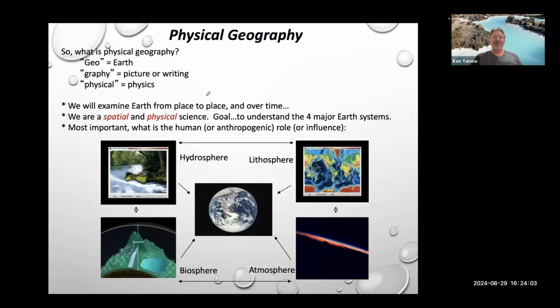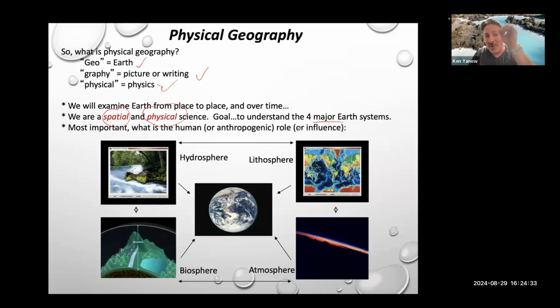All right. So with all that said, what is physical geography? Geo is Earth, graphy is picture and writing, physical is physics. So we're going to examine Earth from place to place and over time. Physical geography is both a spatial and a physical science. And the ultimate goal of this class is to understand the four major Earth systems.